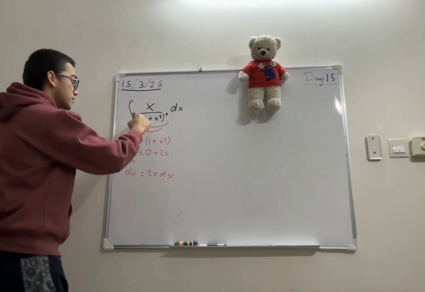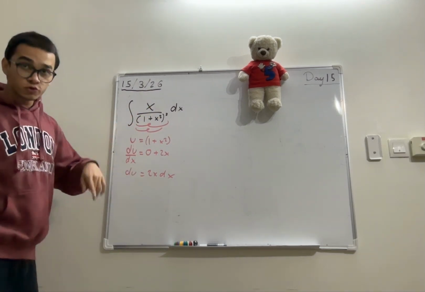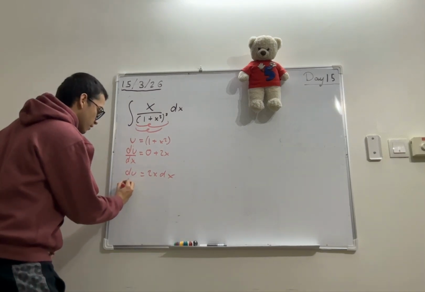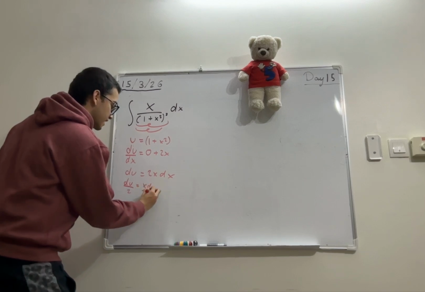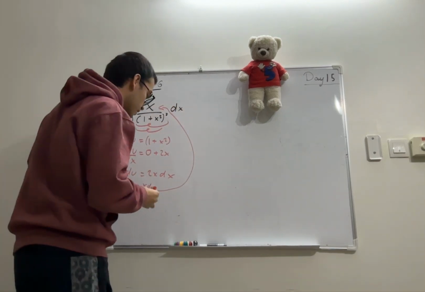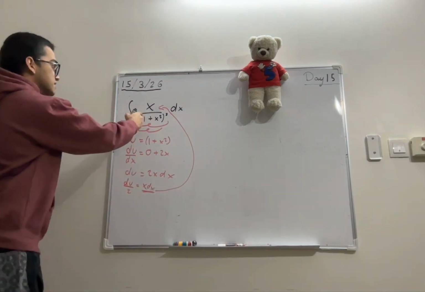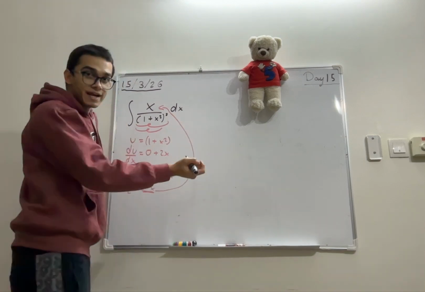You can see that the numerator here is x and it's not 2x, and 2 is a constant, so it can be switched to either side. So you would get du by 2 is equal to x dx, and this x dx you can see is the same thing which is in our numerator. So we got our substitution, and then we have to replace. x dx is equal to du by 2, and constants in integrals you can take outside.